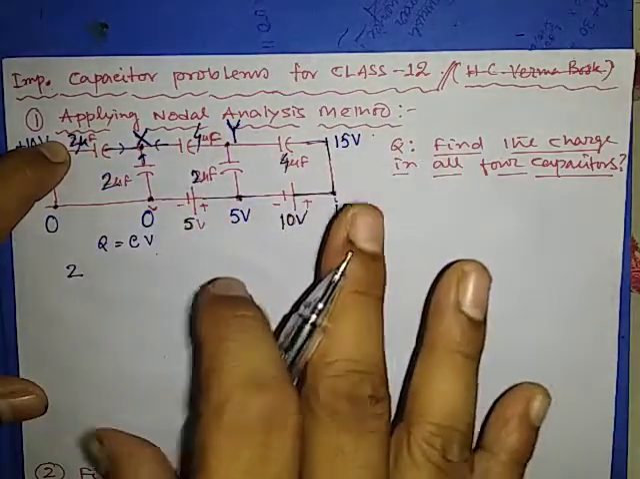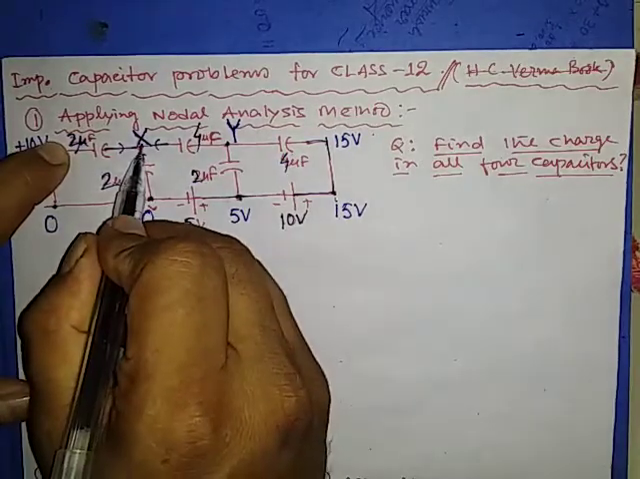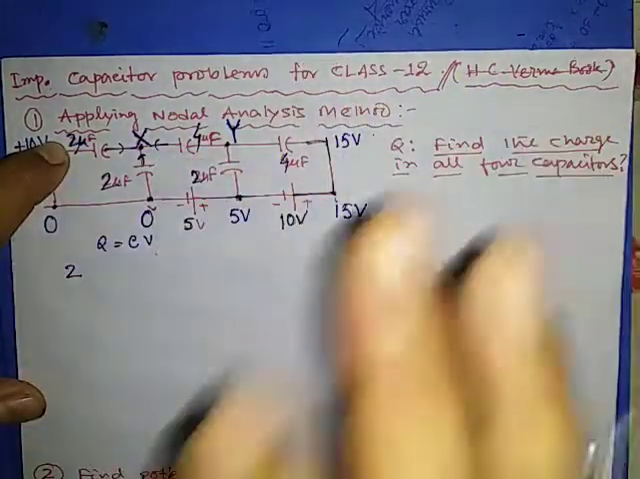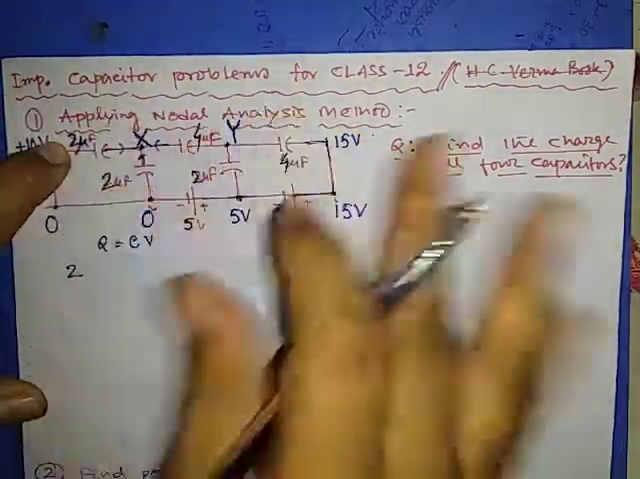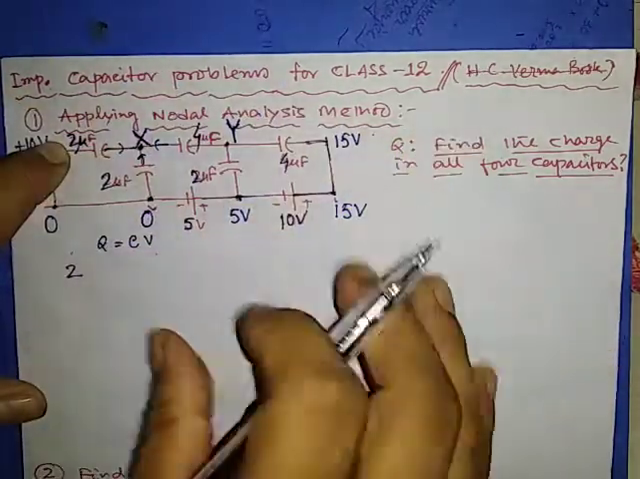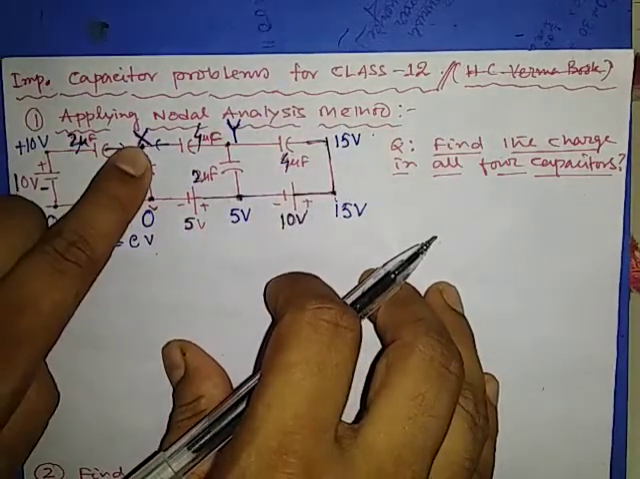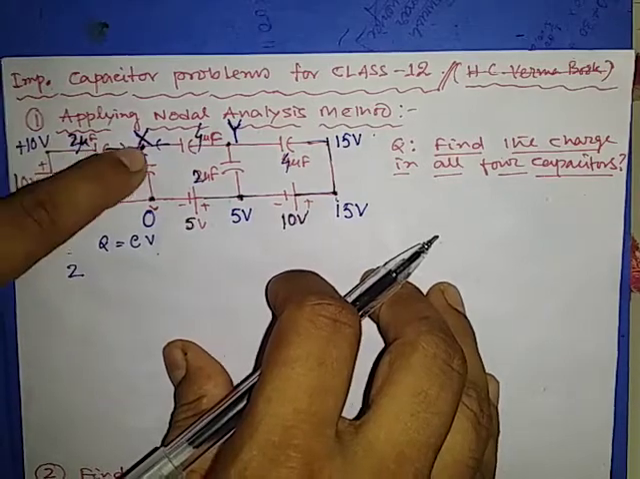Take at the point x the total charge is equal to 0. So total charge at the point x is 0, and q equals CV.